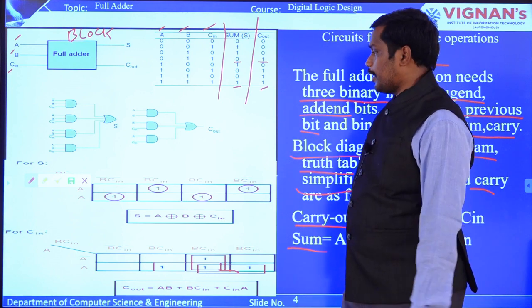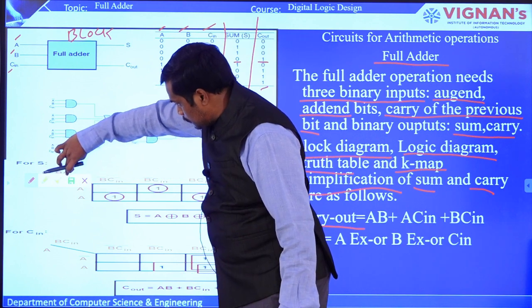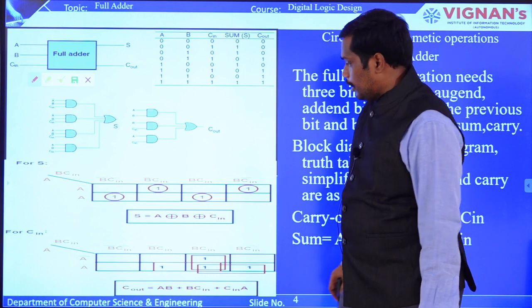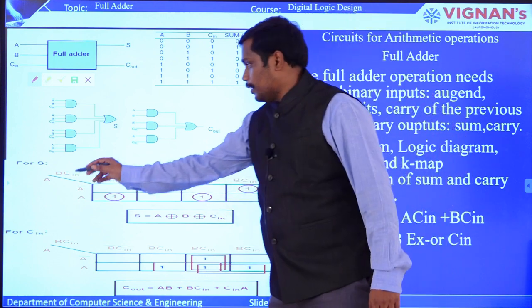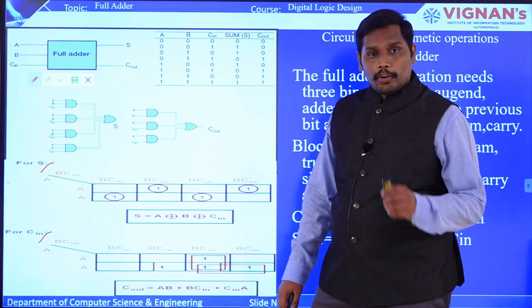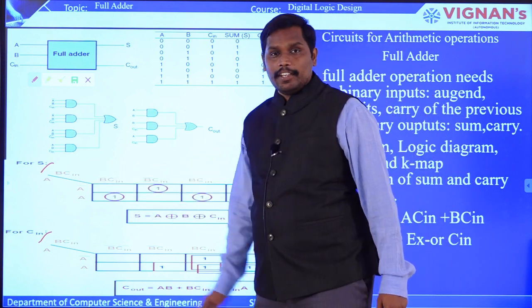For this particular full adder, based on this truth table, you are going to construct a Karnaugh map for sum as well as carry. But how many inputs are there? Because 3 inputs are there, you are going to construct a 3 variable Karnaugh map.